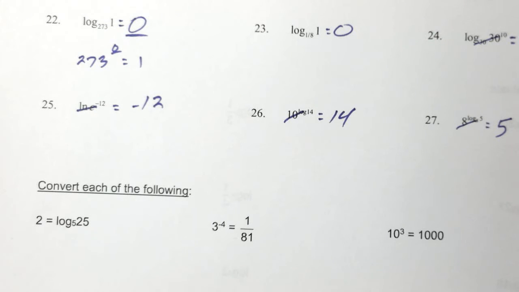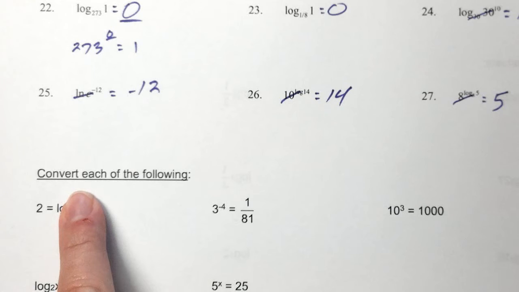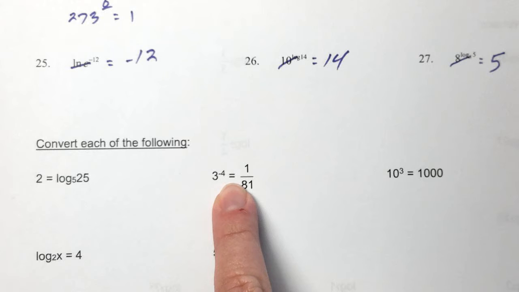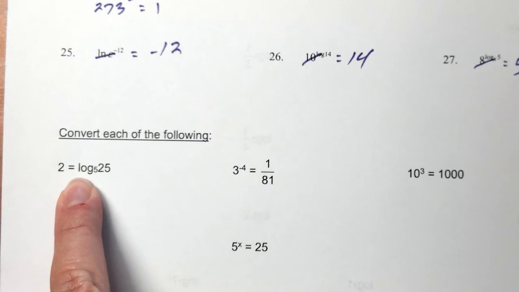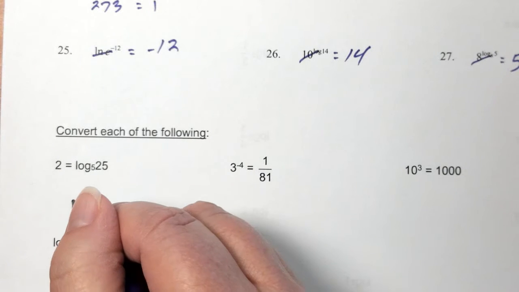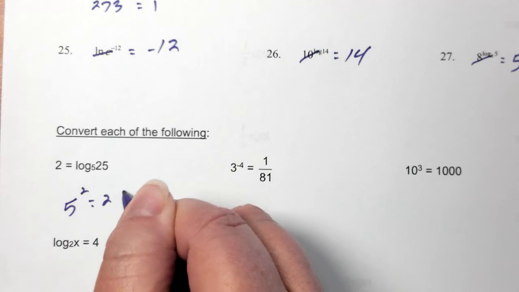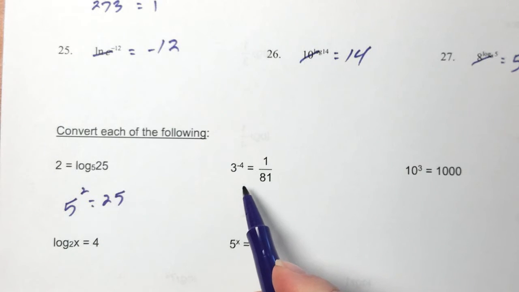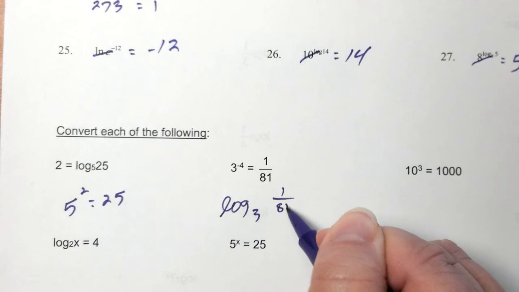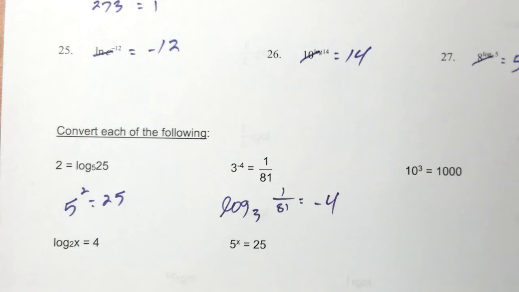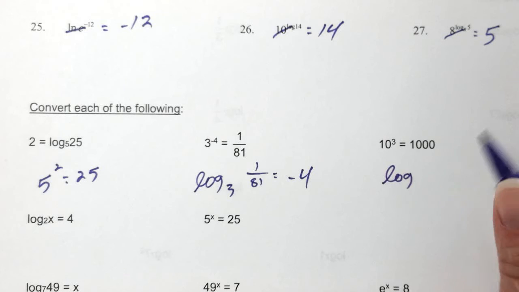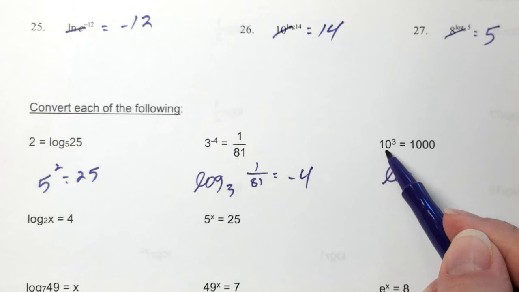Okay, next little group here. They just ask us to convert. So if you'll notice, some of these are exponentials, so we're going to convert them to logs. Some of them are logs, so we're going to convert them to exponentials. So just convert the other way around. Okay? Here's a log, so we're going to convert to exponential. 5 to the second is 25. This one's an exponential, so we'll convert to log. Log base 3 of 1 over 81 equals negative 4. Just making those conversions. Here's an exponential. So log base 10, but keep in mind, do we have to write the 10?